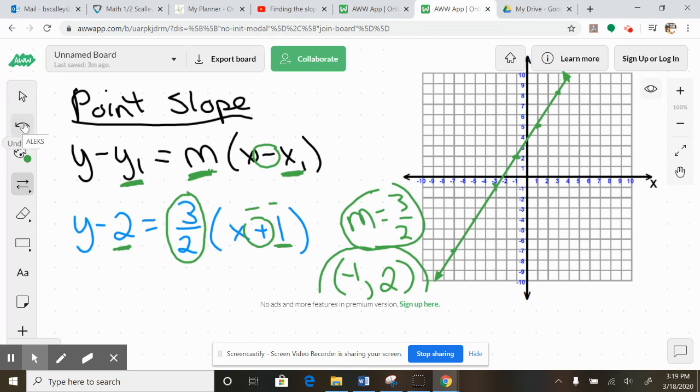So again, I'm looking at what numbers are in these positions for the y1, the x1, and the m. So I'm trying to figure out, looking at my current equation, what is my slope and what is the point that this line goes through? I started out by graphing the first point, negative 1, 2, right here. And then I drew the rest of the slope by rising 3 and running 2.